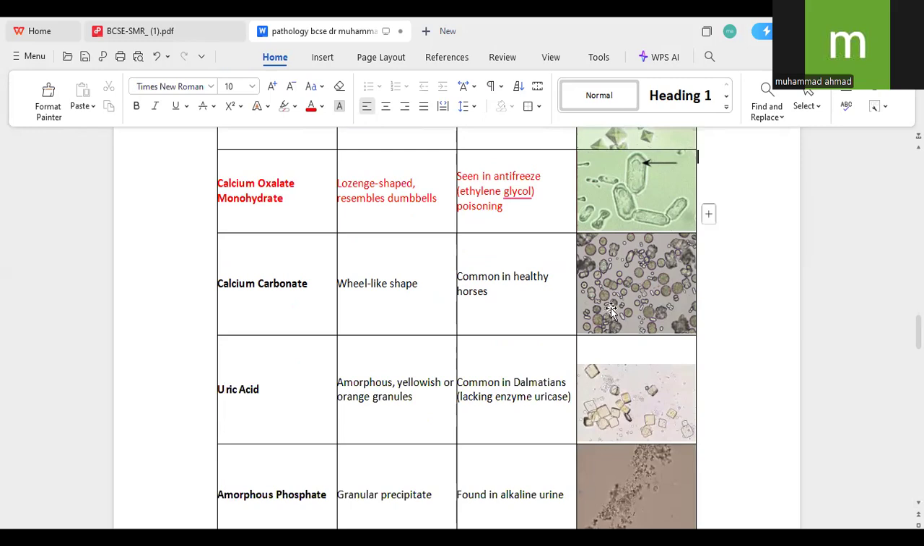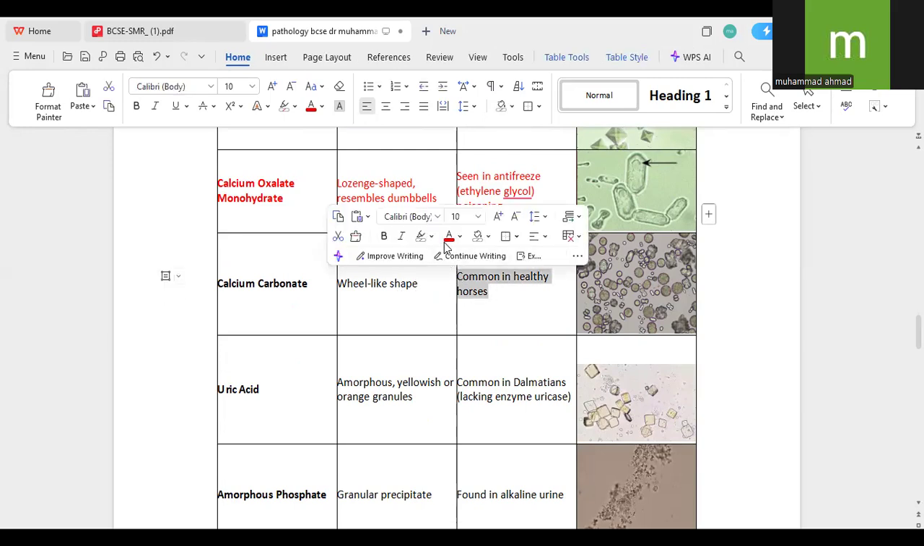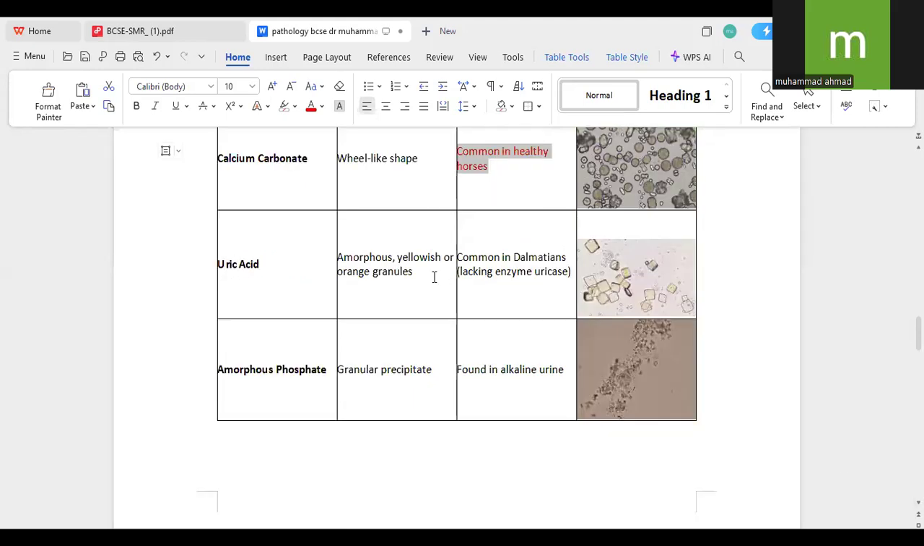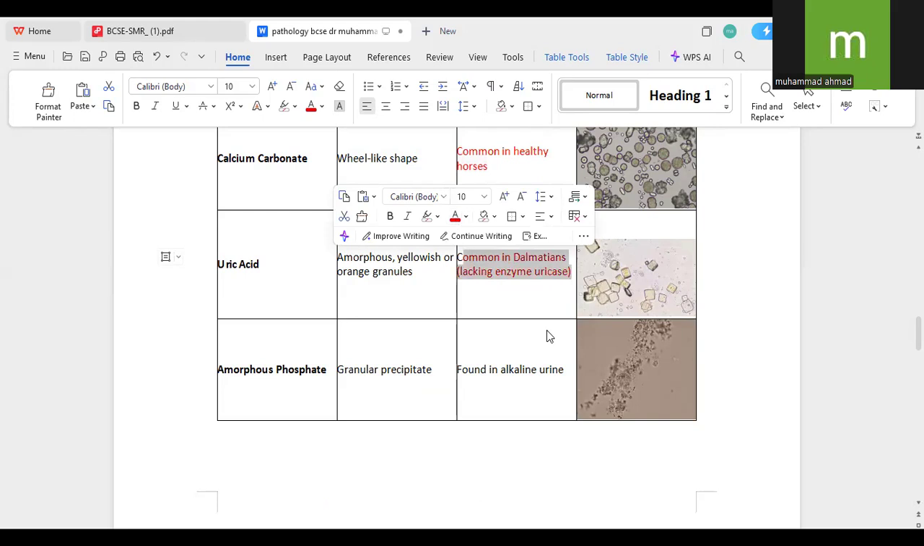Calcium carbonate, these are wheel shaped, car wheel like, bike wheel like, common in healthy horses. This is normal finding in healthy horses. Uric acid, amorphous yellowish or orange granules common in Dalmatians, because Dalmatians don't have the enzyme to destroy the uric acid. Amorphous phosphate, granule precipitations found in alkaline urine. This is also an alkaline crystal.